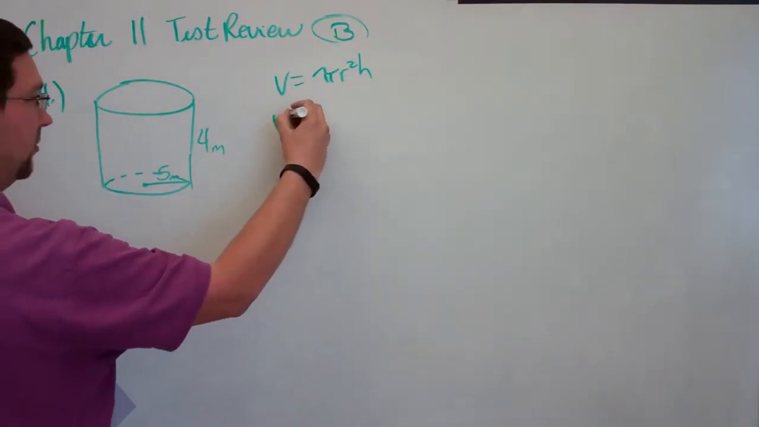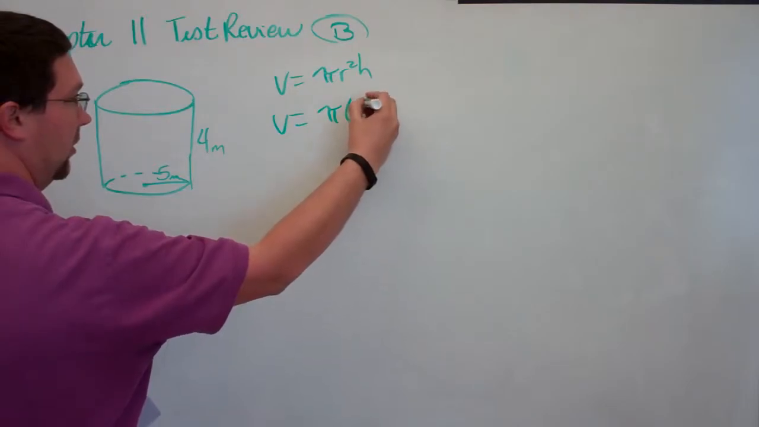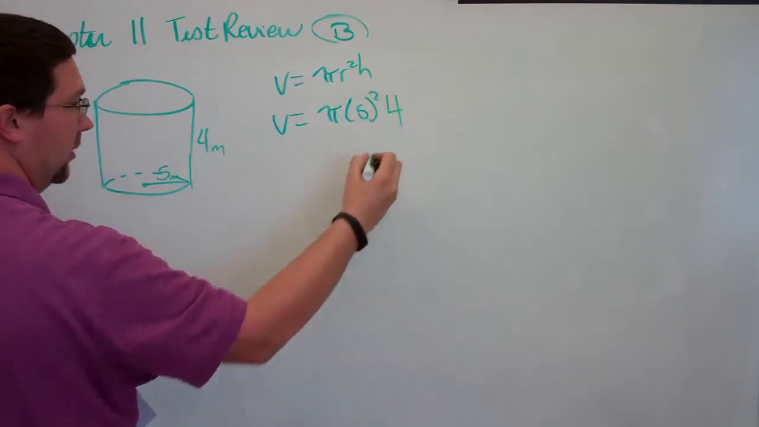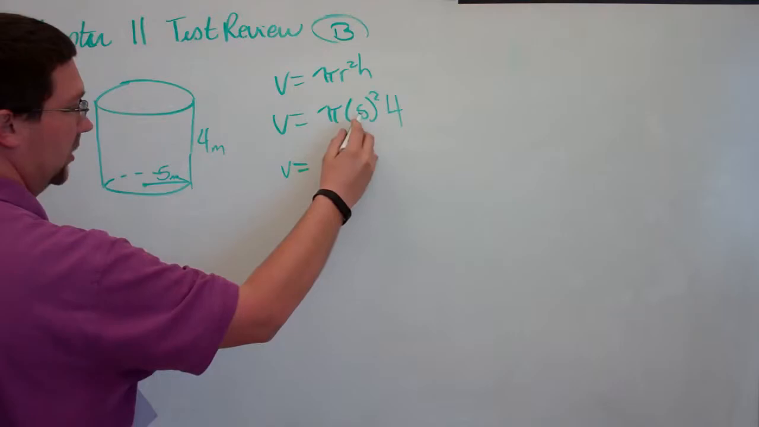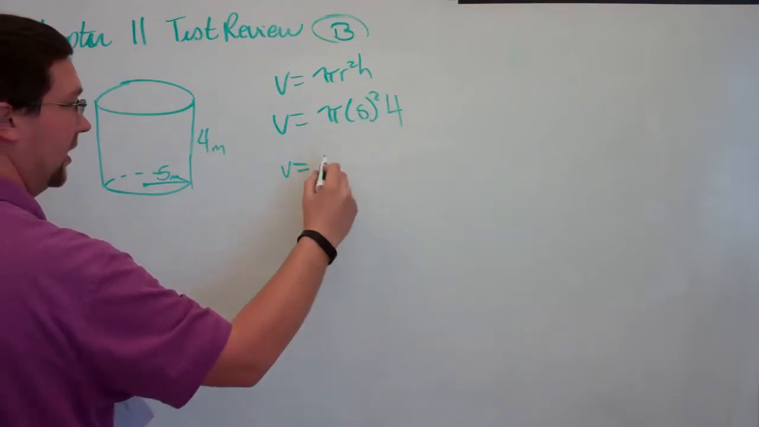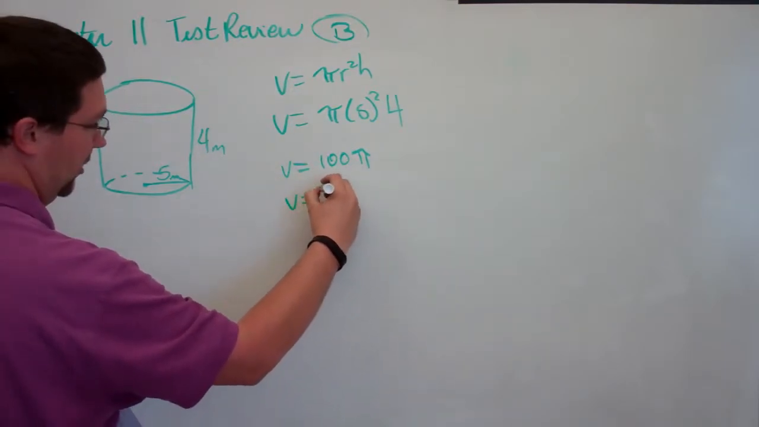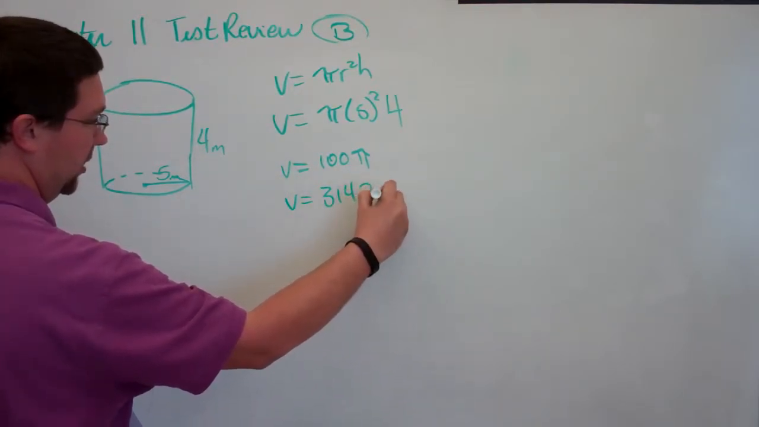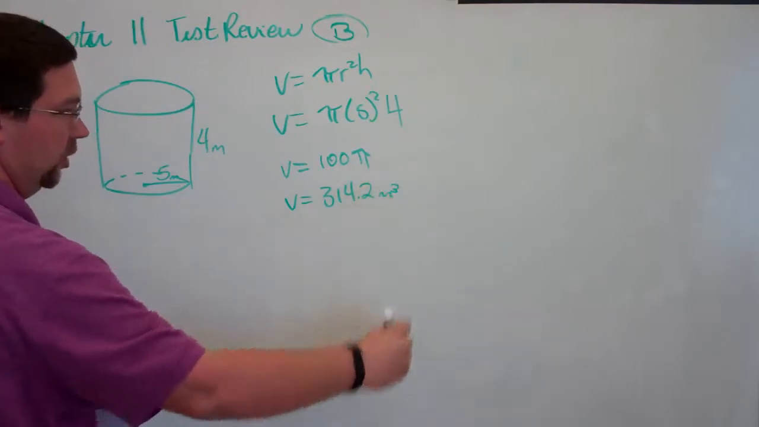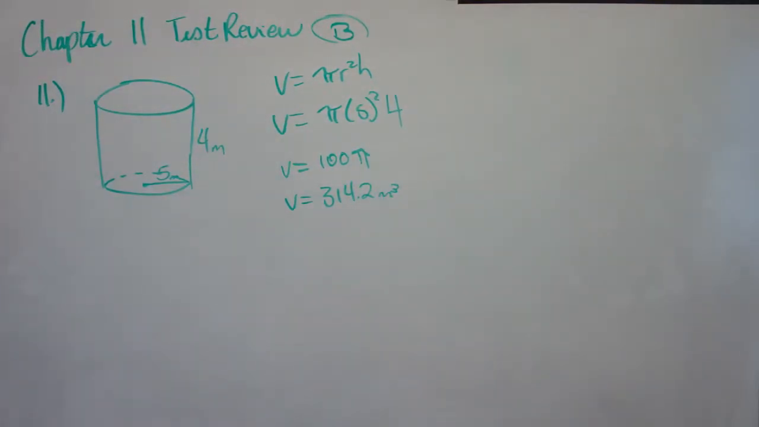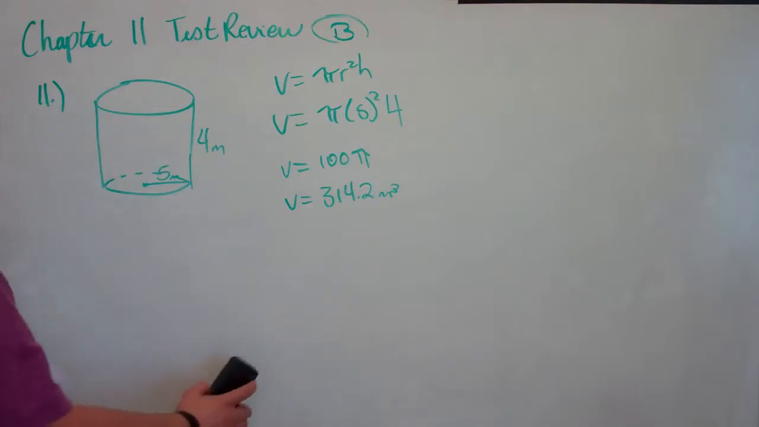So, just go ahead and fill in your numbers. Volume equals pi r squared height. So, volume equals 5 times 5 is 25. 25 times 4 is 100 pi. And it wants to the nearest tenth, so volume is going to be 314.2 meters cubed because we're doing volume. Again, that's just a straight plug into the formula problem.